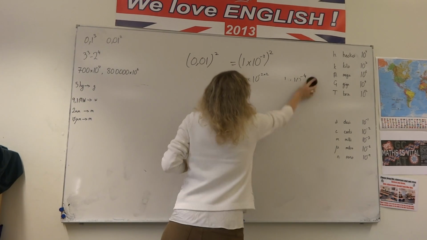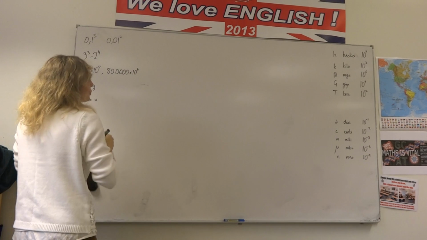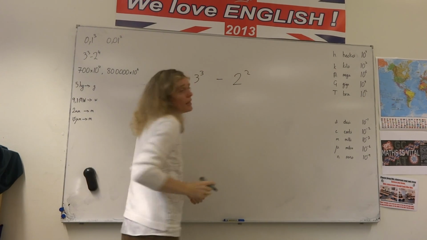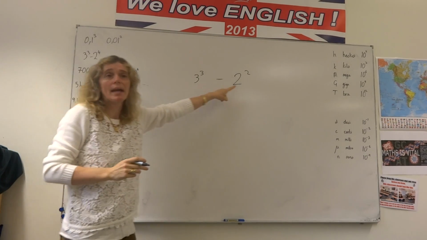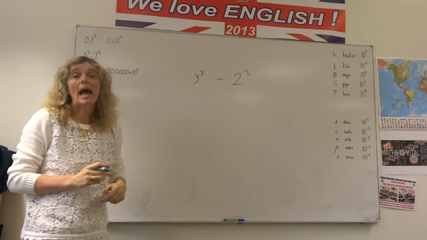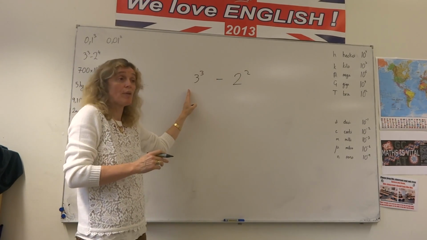Here in the next question, we have 3 cubed minus 2 squared. 3 cubed minus 2 squared. Now I've said that when you've got them in the exponent form and you have a subtraction sign in between, you're never allowed to try and do anything with these powers. You've got to work out the numbers.